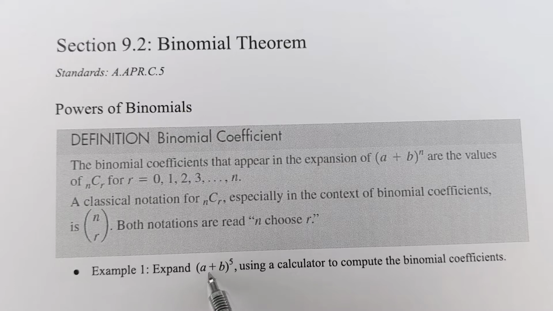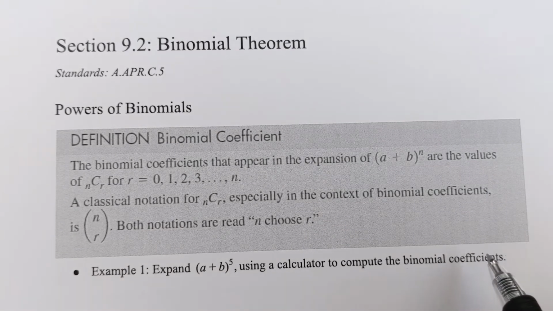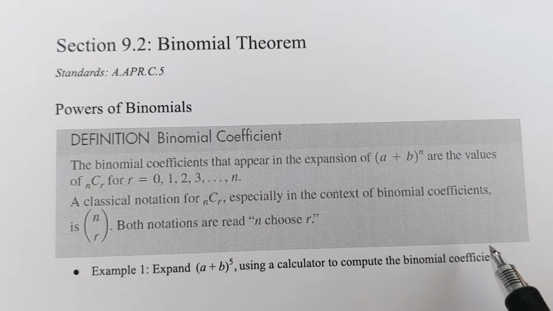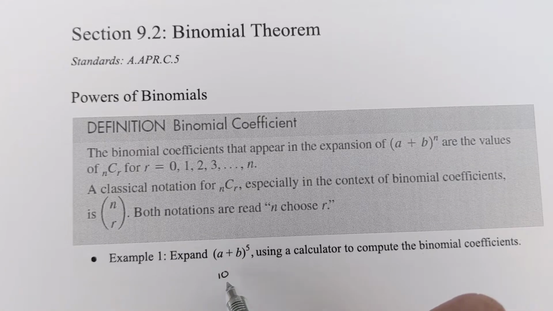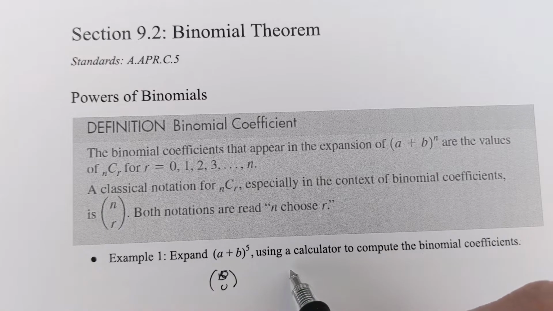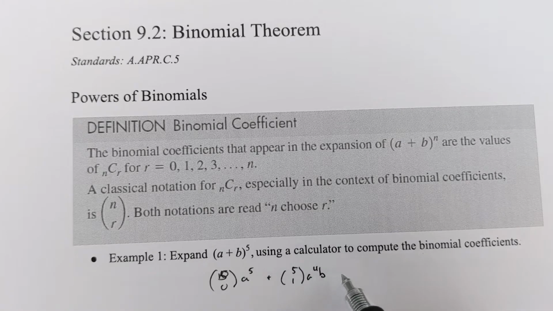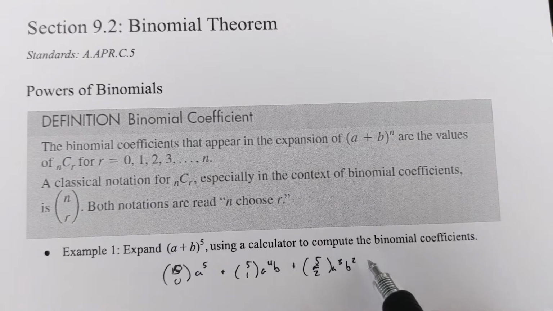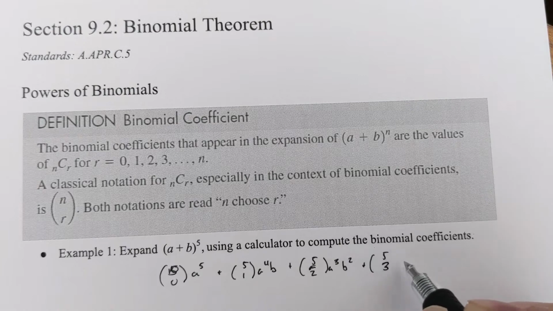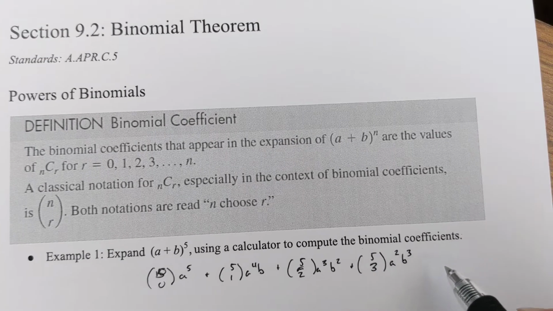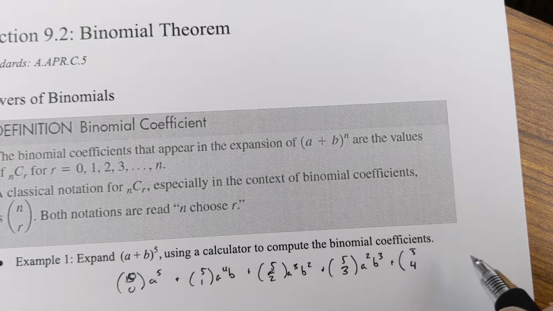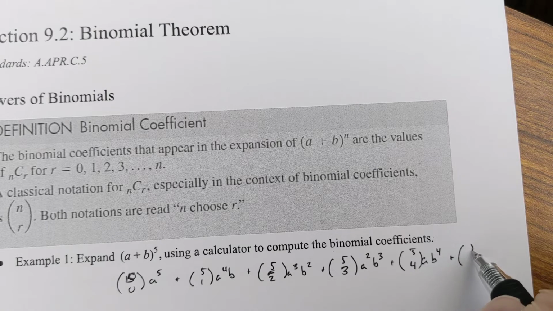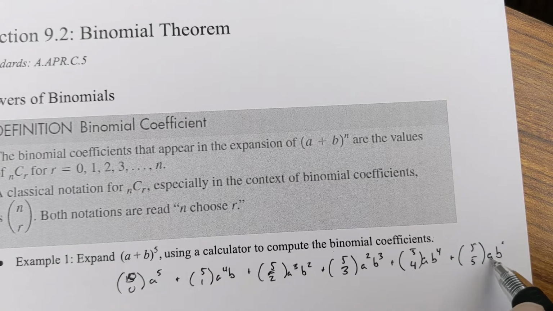So expand a plus b to the fifth, using a calculator to compute the binomial coefficients. We would start with 5 choose 0, then this would be a to the fifth, plus 5 choose 1 a to the fourth b, and we just keep going. 5 choose 2, a cubed b squared, 5 choose 3, a squared b cubed, 5 choose 4, a b to the fourth, and lastly 5 choose 5, a is gone, b to the fifth.